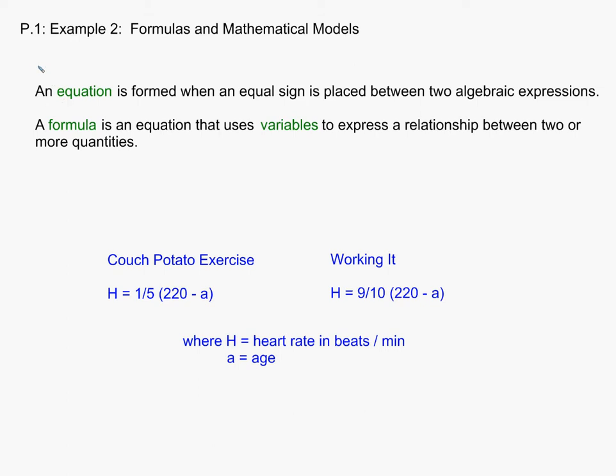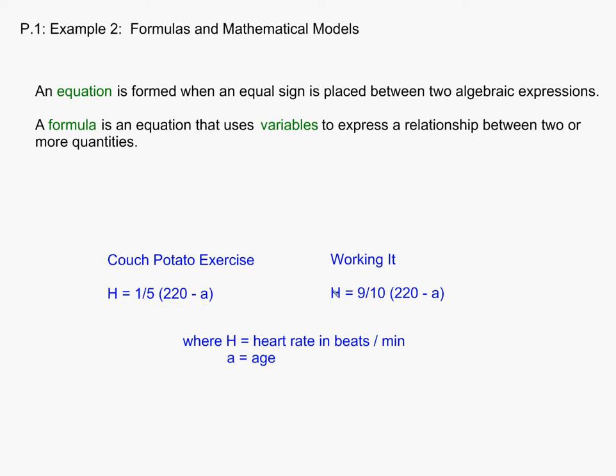In today's lesson, we are looking at P.1, Example 2, Formulas and Mathematical Models, and this is on page 3 of your textbook. In this example, we are looking at equations and formulas. The definition for an equation is that an equation is formed when an equal sign is placed between two algebraic expressions. Below I have the two examples that they give us in the textbook, and you'll see that we have two algebraic expressions, expressions with variables in them, separated by an equal sign.